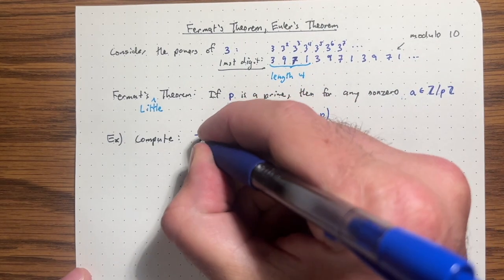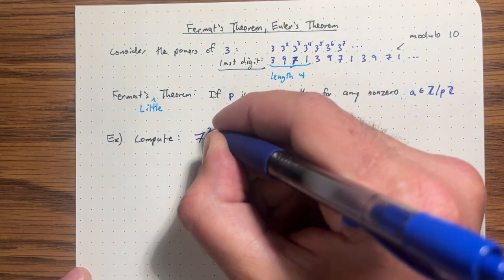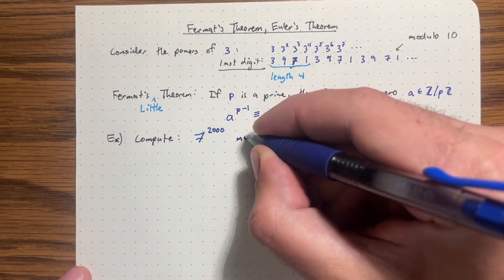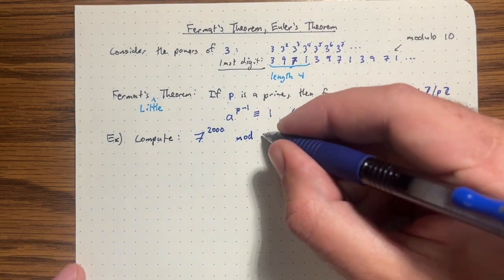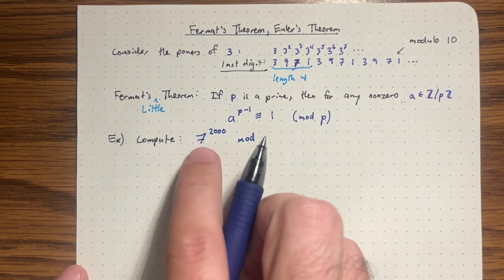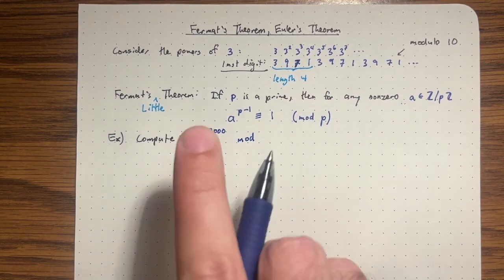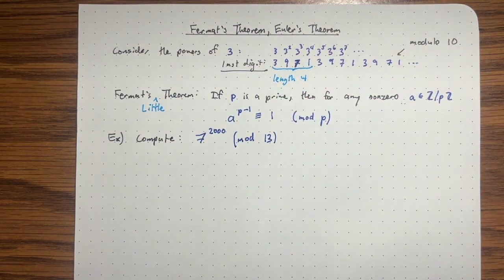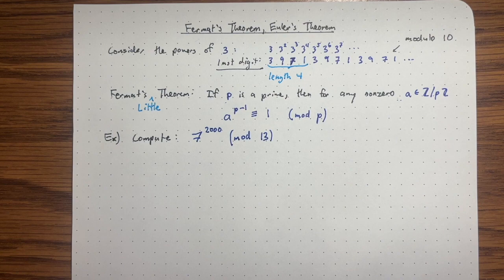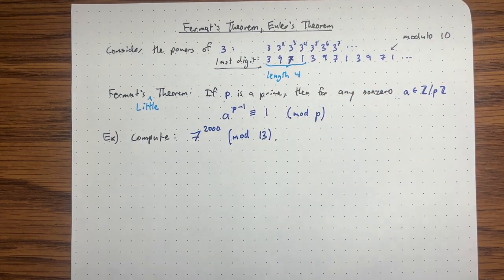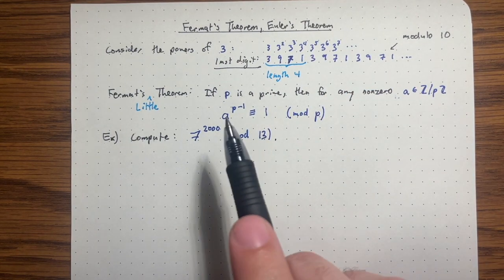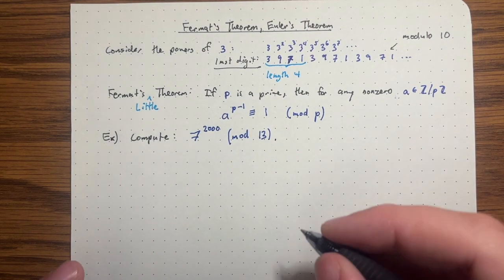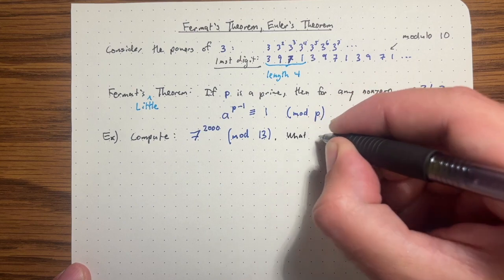Let's compute 7 to the 2000th power. And we'll do that not modulo 10, but modulo a prime. Well, modulo 7 will be pretty boring, I'm sure you would agree. So let's do modulo 13, a different prime. And the way we're going to do this is to take advantage of Fermat's theorem. What does Fermat's theorem tell us?